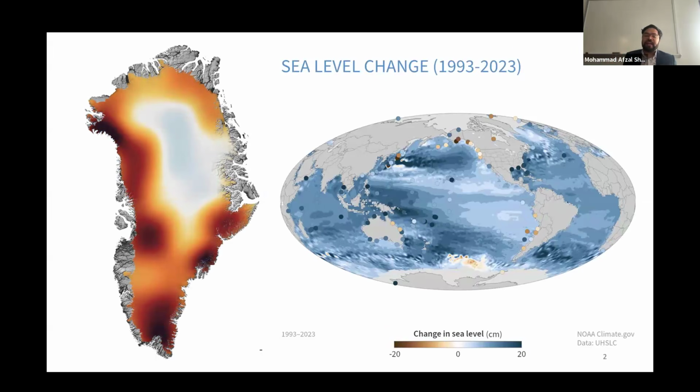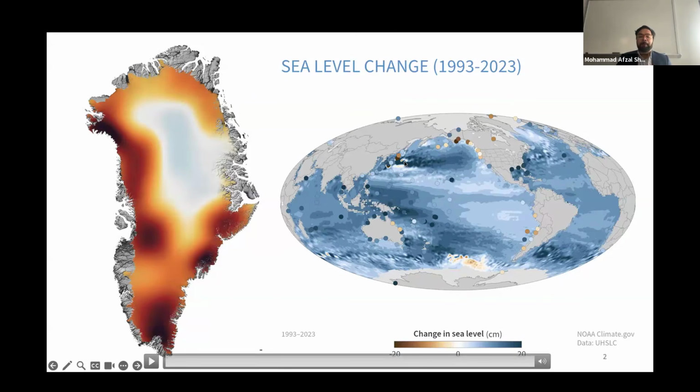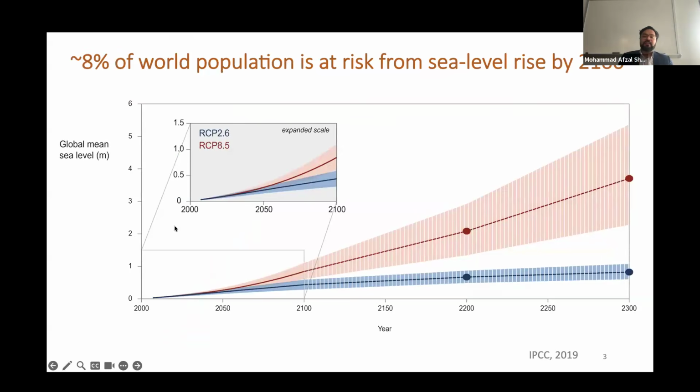In just the last 3 decades, we have observed about 15 to 20 centimeters of sea level rise in certain parts of the world. Models show that the sea level rise is accelerating over time, here shown on the y-axis. By the year 2100, the sea level rise estimates are somewhere between 0.25 and about a meter, based on best and worst case scenarios. And that threatens 8% of the world population, which is about 500 million people.